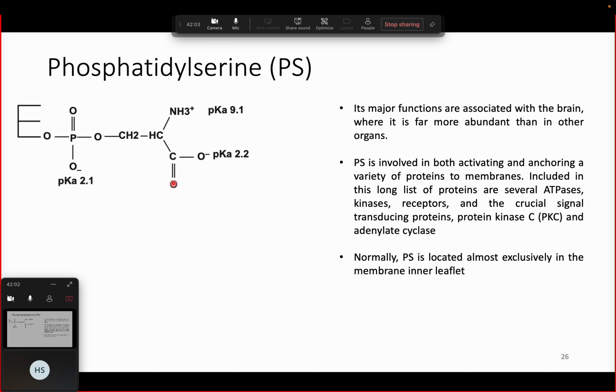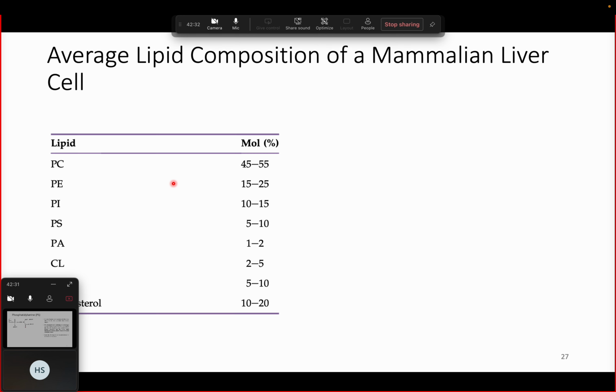Because they are in such close proximity, there is a dependence on some types of lipids for the functionality of the protein also. Okay, normally PS is located almost exclusively in the membrane inner leaflet. As you can see, it might have a net negative charge or net positive charge. This question is on you guys. You have to tell me what will be the net charge on phosphatidylserine depending upon the structure which you can see here, at physiological pH, obviously.